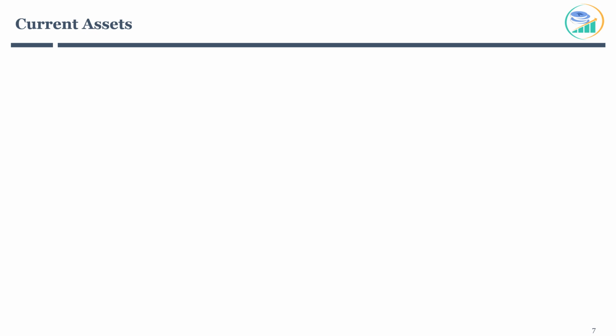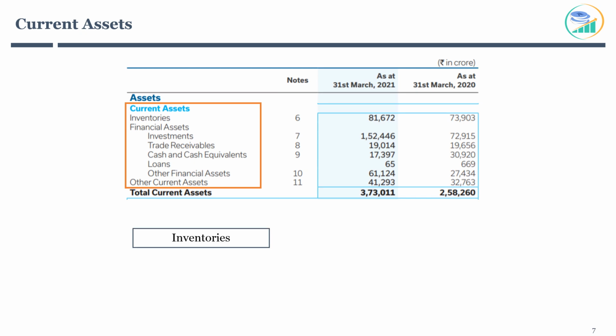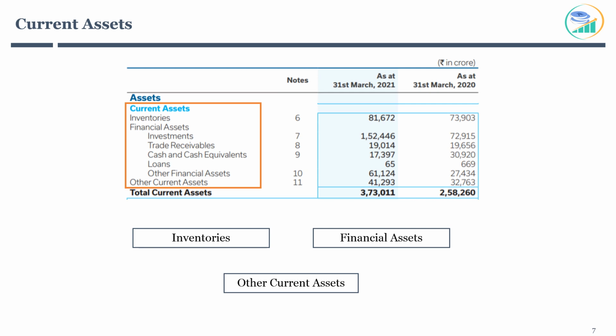It's time to understand current assets. Current assets are the assets that can be easily converted into cash within a year. You will notice there are several asset types classified as current assets. Let me list them down. Inventories. Financial assets. Other current assets. We will understand each line item listed under current assets. Also, you can review the corresponding note in the annual report to understand what is included under each type of current assets.